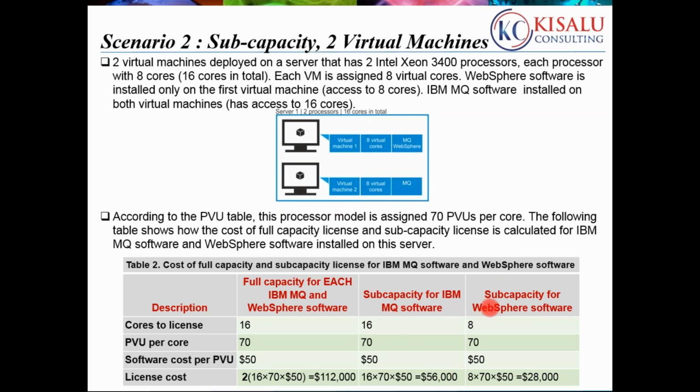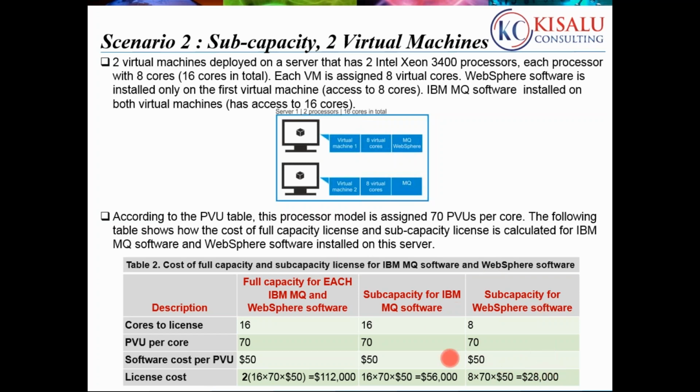But for the WebSphere software, it only has access to 8 cores. So it will be 8 times the PVU per core, which is 70, which we'll pick up from the PVU table, and then the price per PVU, which is 50. Then we will pay 8 cores times the 70 PVU per core times 50. So for WebSphere, we will pay $28,000.